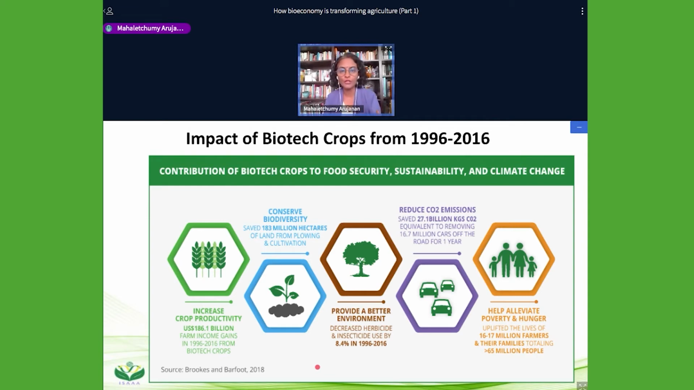We all know about the growing global population, and to feed the growing population, we need to open up new land for agriculture. But with this technology, we can save 183 million hectares of land, because now the same land is going to give us higher productivity. So this is basically a land-saving technology. It provides a better environment, so it also provides sustainable farming, with decreased herbicide. With herbicide tolerance, farmers are now using herbicide that is proven to be safe, and it has also decreased pesticide use so much. So that's about 8.4% from 1996 to 2016.